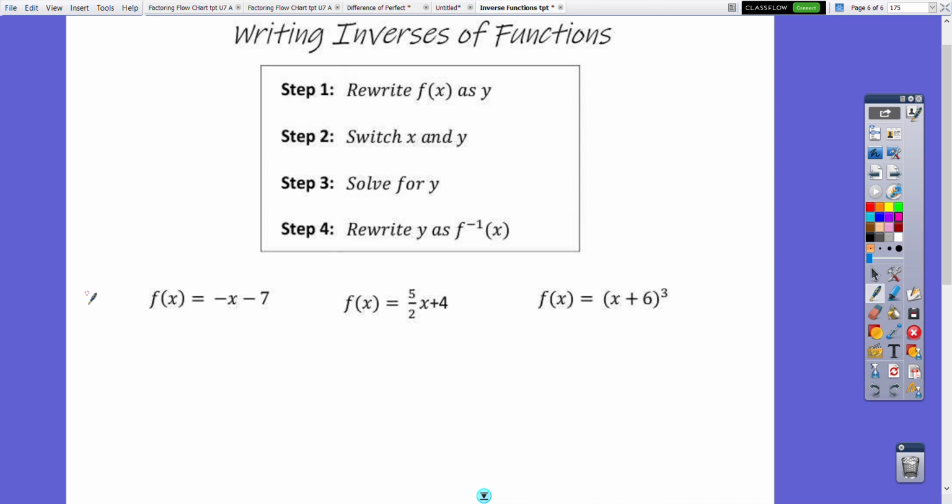Hi all. So we've already talked about writing relations as inverses, and now we're going to talk about writing functions as inverses when you're given your function written as an equation. It only takes 4 steps to do this.